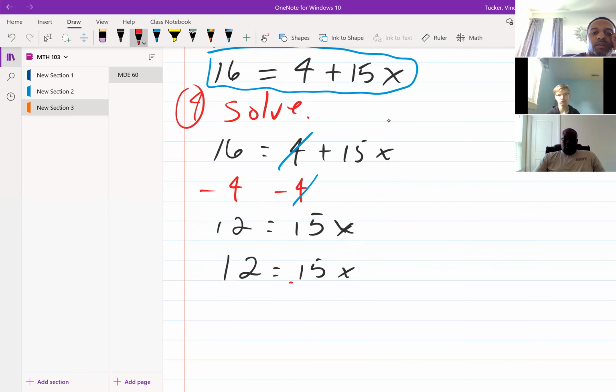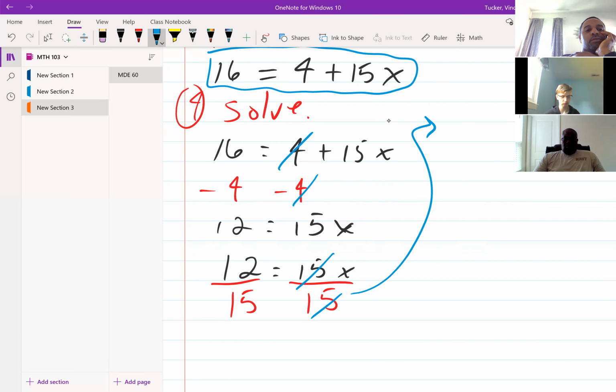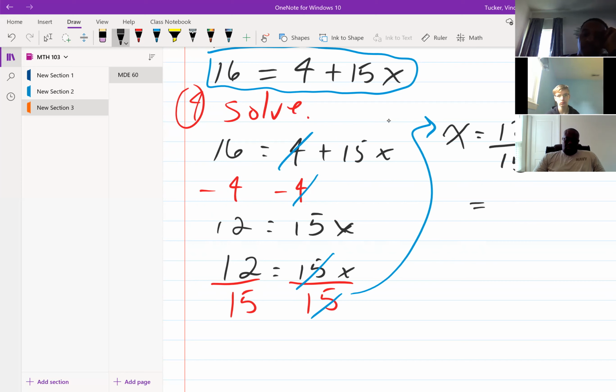Then divide by 15, whatever's sitting in front of x. We want to get it off of x. We divide both sides by that number, which is 15. So that'll leave us with x equals 12 over 15. Don't forget to examine your answer. Make sure it is the most simplified answer possible, and this can be reduced further. 3 times 4 is 12. 3 times 5 is 15. The 3's cancel. And that's 4/5.